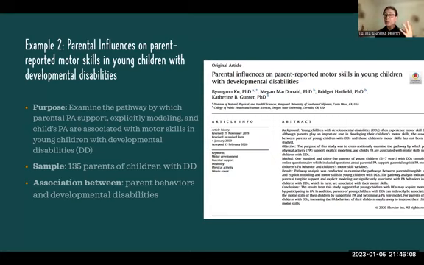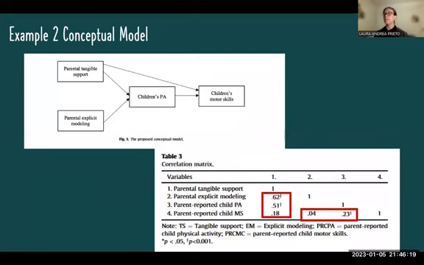Now, because there are multiple variables, we're not using a Pearson correlation anymore. So we're actually using a multiple linear regression, which we see here in his conceptual model, but also his correlation matrix towards the end. So Dr. Koo's idea was that children's PA led to children's motor skills, and parental tangible support and parental explicit modeling really influenced that PA participation.